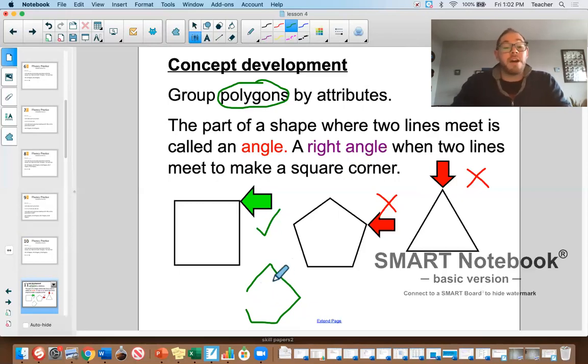Polygons can have any number of sides, 3 or more, and 3 or more corners. Why do you think a polygon couldn't only have 2 sides? Why couldn't a polygon only have 2 sides? What do you think, Spike? Why can't a polygon only have 2 sides?